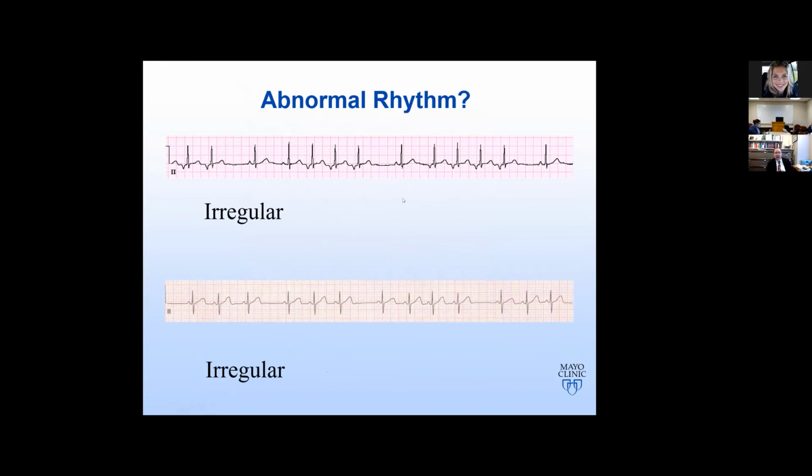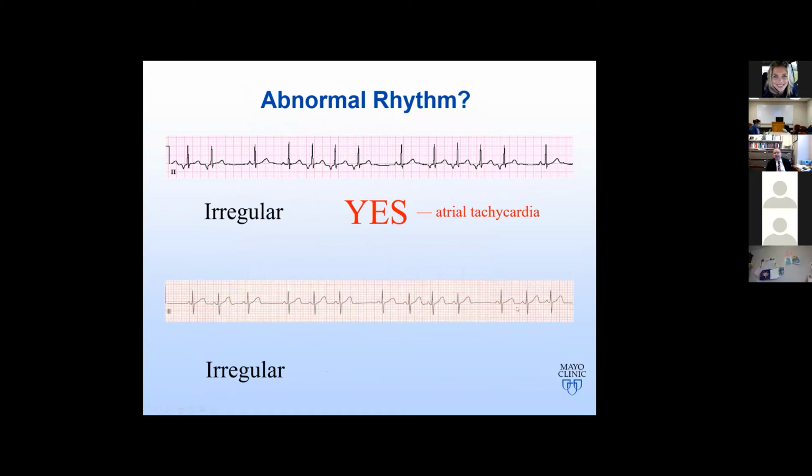So these are 2 strips. One looks irregular. The other one looks irregular. In fact, they look pretty similar, okay? But what's the difference between them? Well, if you look at this, this is abnormal because you can see that the P wave goes from a normal upright P wave in lead 2 to a negative P wave. So in this particular case, this is actually an atrial tachycardia. Now, this strip that looks exactly the same, you look at the P waves and they look exactly the same going across.